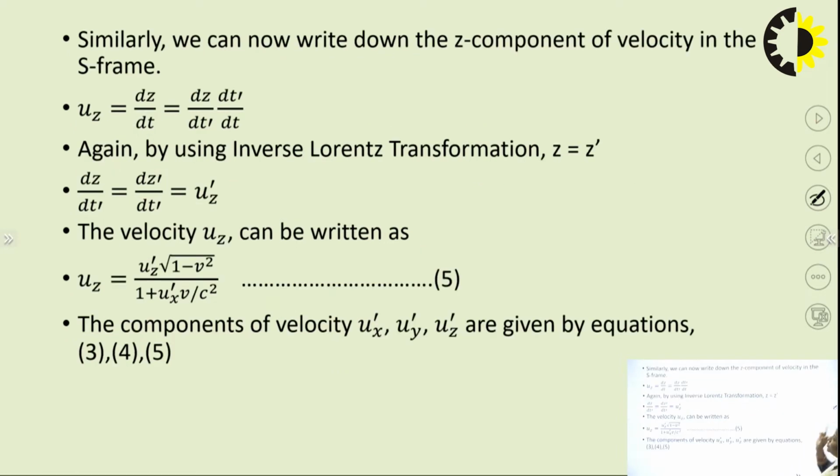Now we have to go to the z component of the velocity. We will see when we evaluate that the z component is very much familiar with the y component, isn't it? So first of all we write down the component of the velocity in the z direction, that is uz, for the S frame. Again it will be the differentiation of the position with respect to time, so that gives us dz by dt.